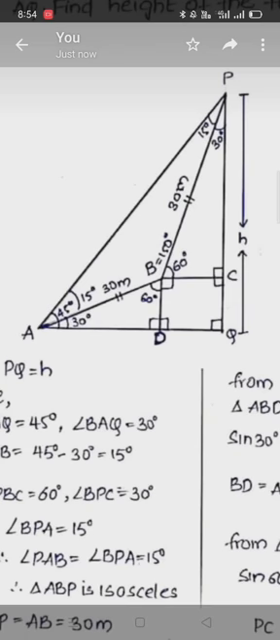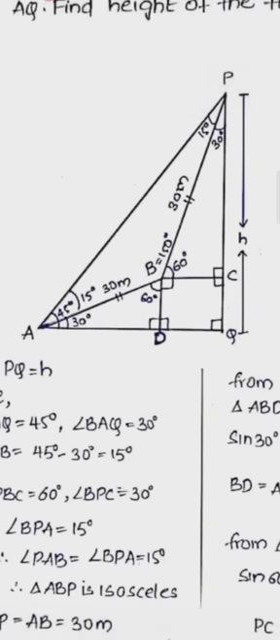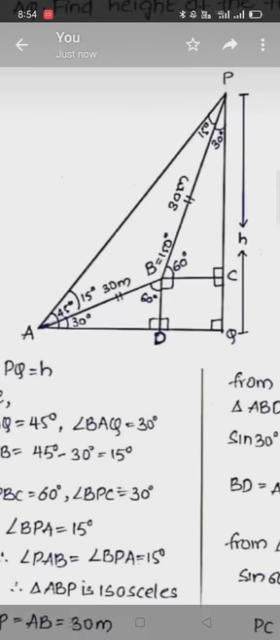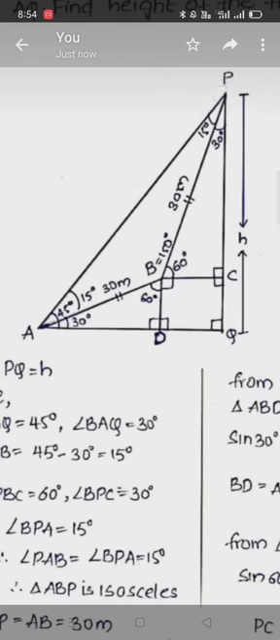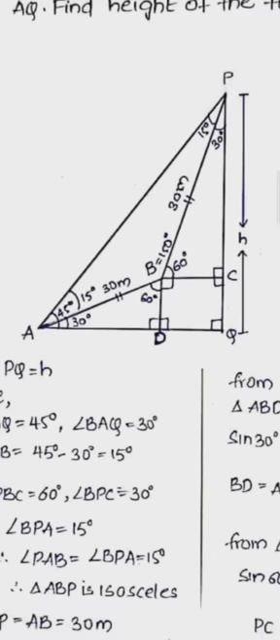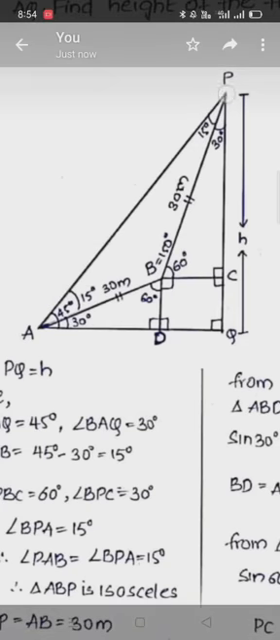And the angle of elevation from A to P is 45 degrees, given, and the angle of elevation from A to B is 30 degrees, given. So the remaining angle in triangle ABP, angle PAB, is 45 degrees minus 30 degrees, which is 15 degrees. Angle PAB is 15 degrees.